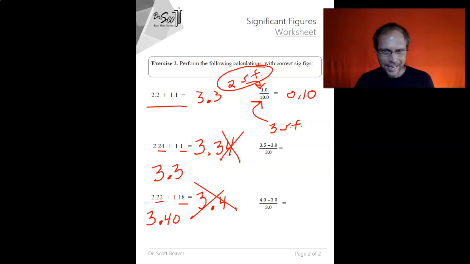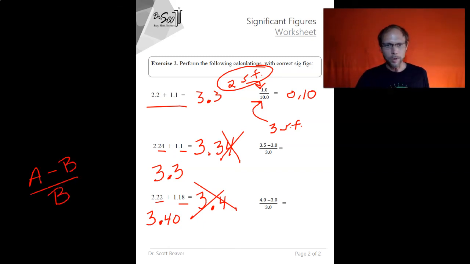Now, the next thing we have is 3.5 minus 3.0 over 3.0. And you're going to see this a lot in chemistry. We have something that sort of looks like A minus B over B, where A and B are different numbers. You see the next example, 4.0 minus 3.0 over 3.0. That's kind of similar as well. This comes up a lot in chemistry, especially when you're computing a percent error. Big opportunity for -1 on this calculation. So let's get it straight. This is kind of the important one for what it's worth.